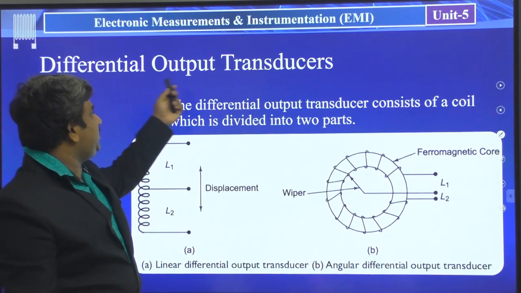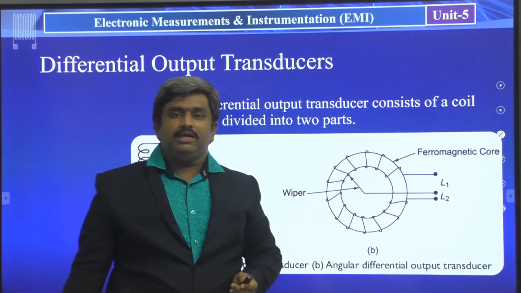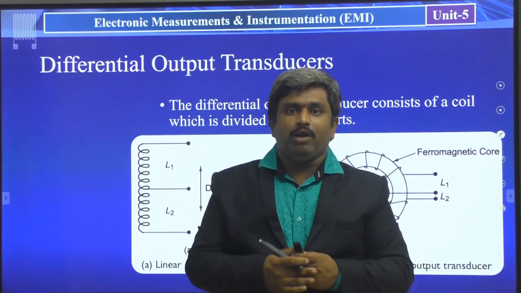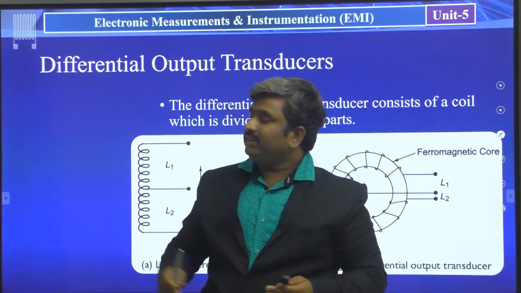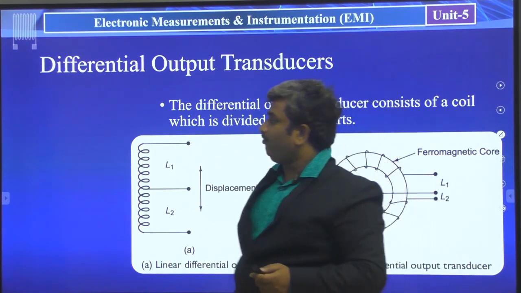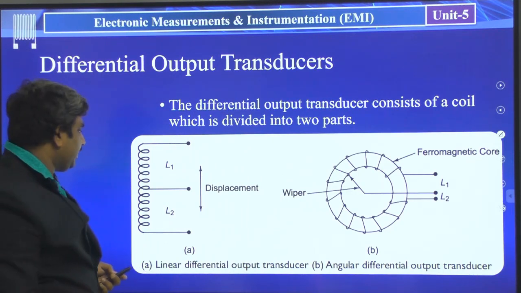Next, displacement differential output transducers. In the previous concept, we had only one output. But now we will see two different types of output. That is the differential output transducer. Two different types of output are available. What is the differential type of output transducer?